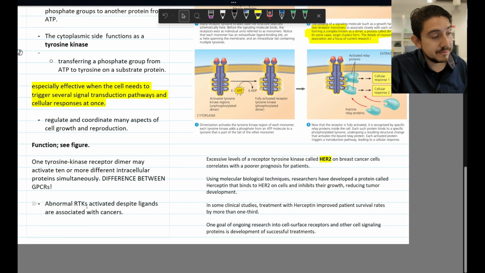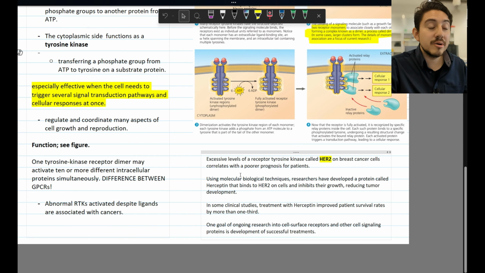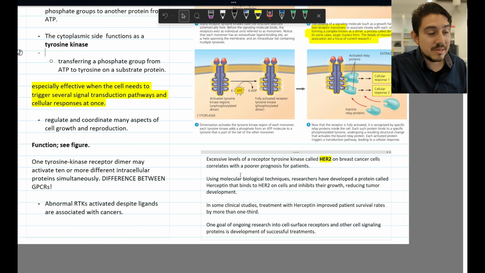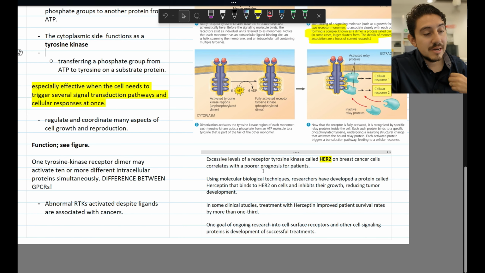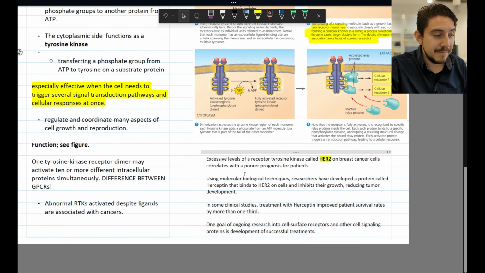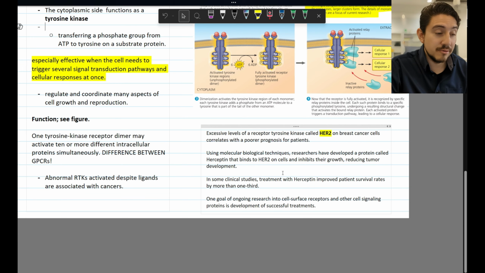Abnormal RTKs, okay, receptor tyrosine kinases, they activate despite no ligands coming in to activate them, right? So they are greatly associated with cancer. Excessive levels of an RTK called HER2 on breast cancer cells correlate with poor prognosis in patients. Okay, so the more you have of this particular kinase, HER2, the more intense the cancer, for example.